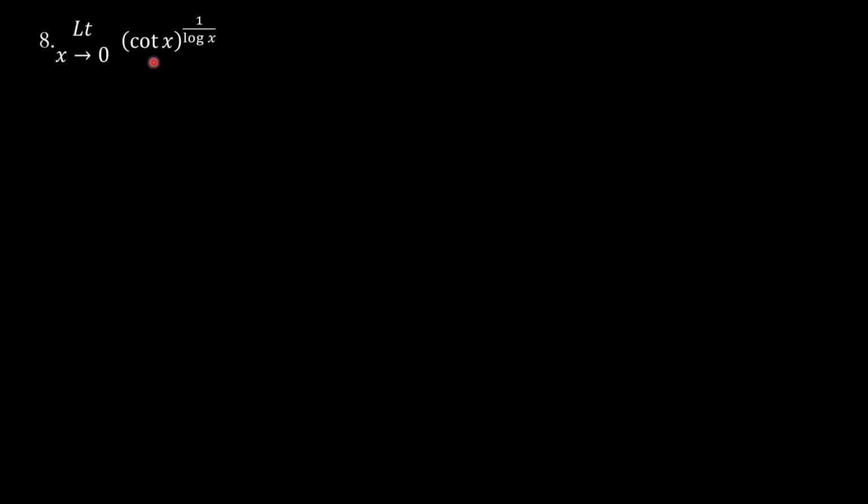Find limit of (cot x) power 1 by log x as x tending to 0. By applying the limit, as x tending to 0, cot x and log x is tending to infinity, so that 1 by log x is tending to 0. So the given limit is of the form infinity power 0. So take k is equal to limit x tending to 0 (cot x) power 1 by log x.